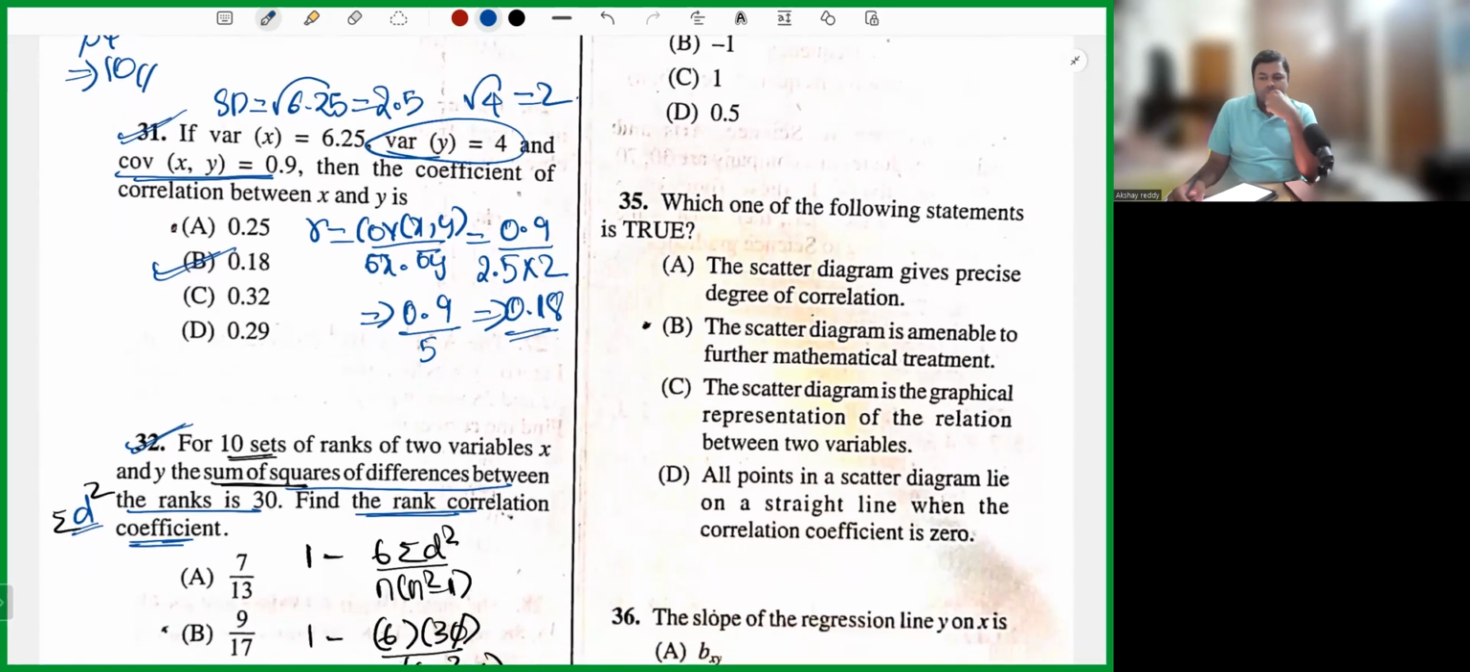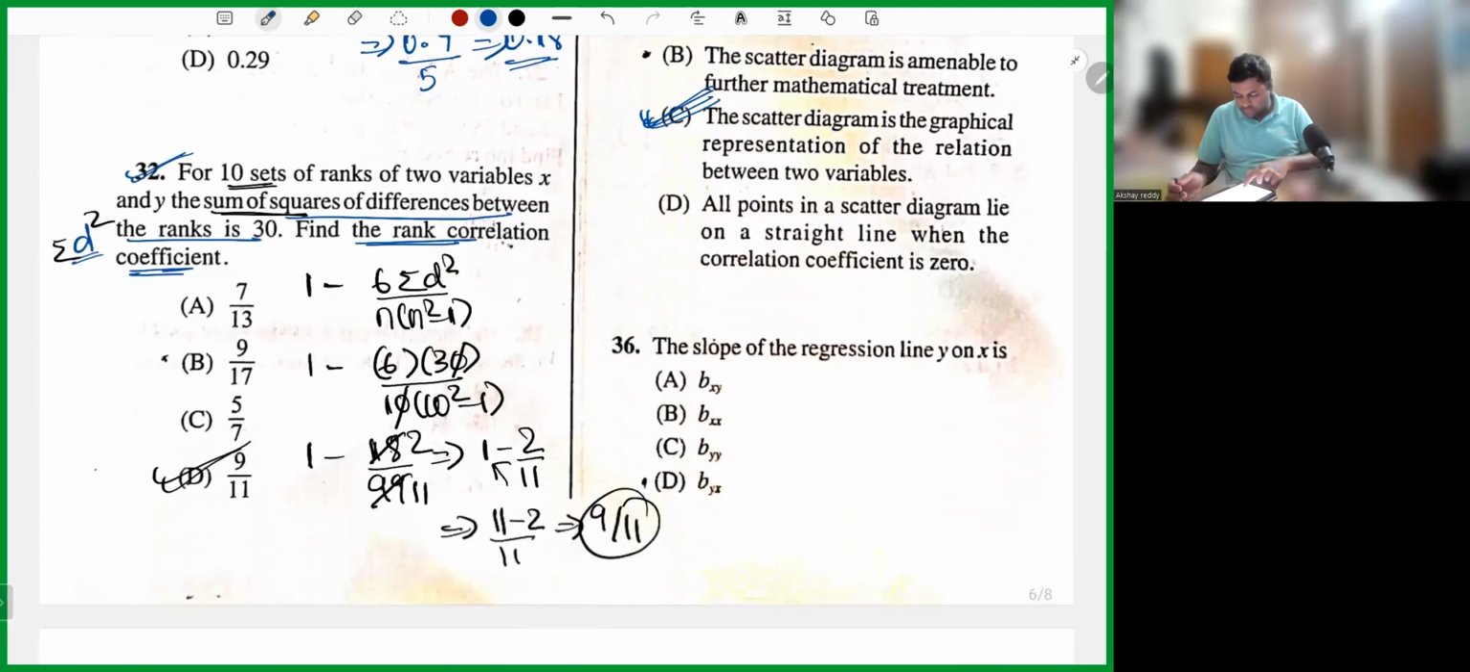The scatter diagram is a graphical representation. Yes, it is, but let's read point D also. All points in the scatter diagram lie on a straight line when the correlation is 0. Nonsense. If they are on a straight line, it means correlation is perfect positive or perfect negative. So what is the answer, my dear friends? Answer is option C. Next.